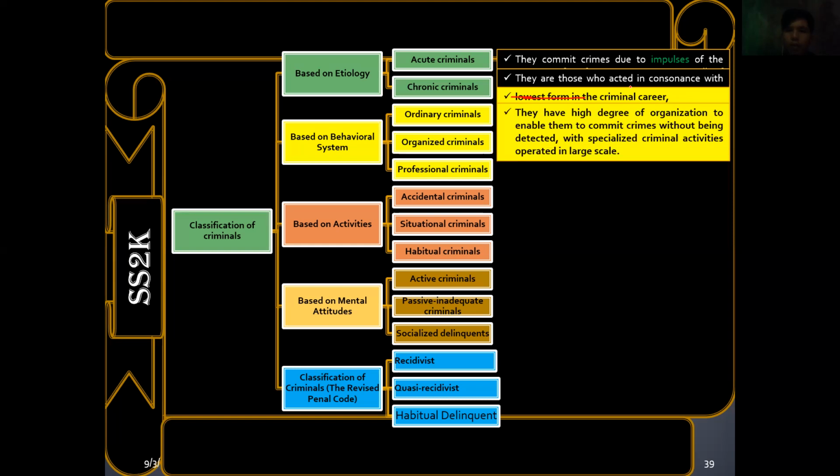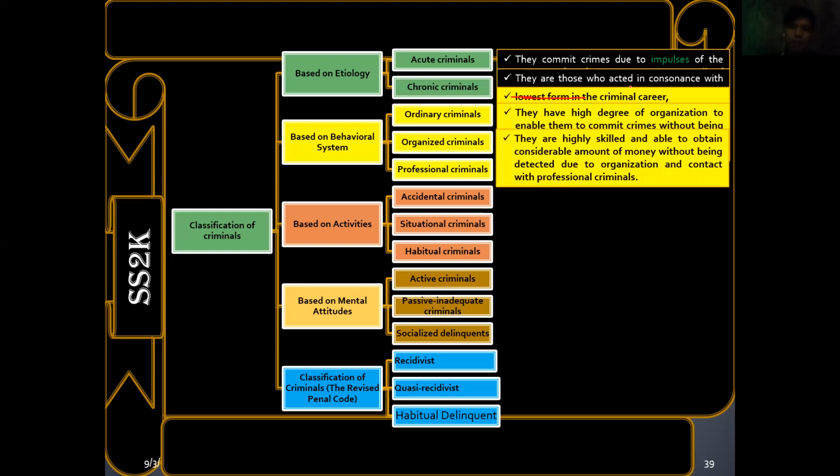We have organized criminals. This pertains to those criminals who have a high degree of organization. Organisado ang galaw, no? To enable them to commit crimes. For example, natatanggal na yung alarm ng kotse, mga karnaper, di ba? So they have a high degree of organization and are enabled to commit crimes without being detected, with specialized criminal activities operated on a large scale. Okay, so napakagagaling, di ba? Organisado, planado lahat ng galaw. Ito po ay organized criminals.